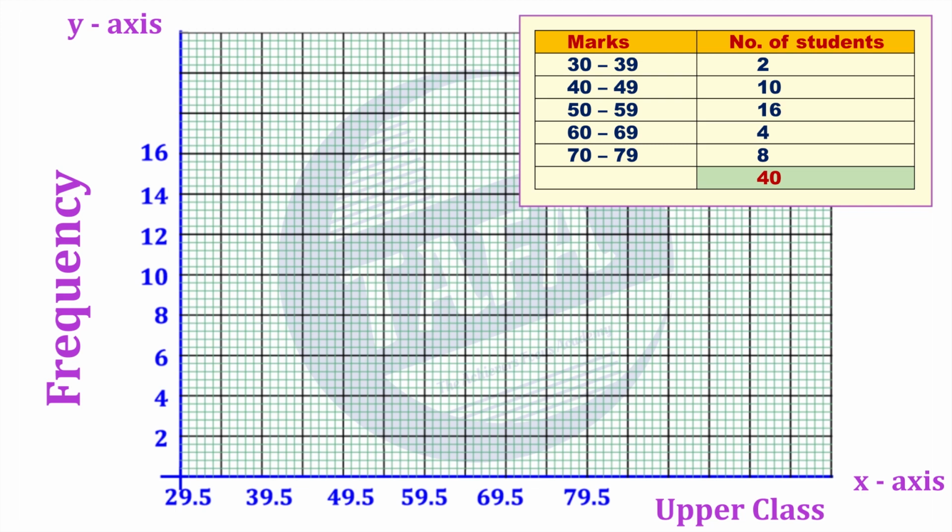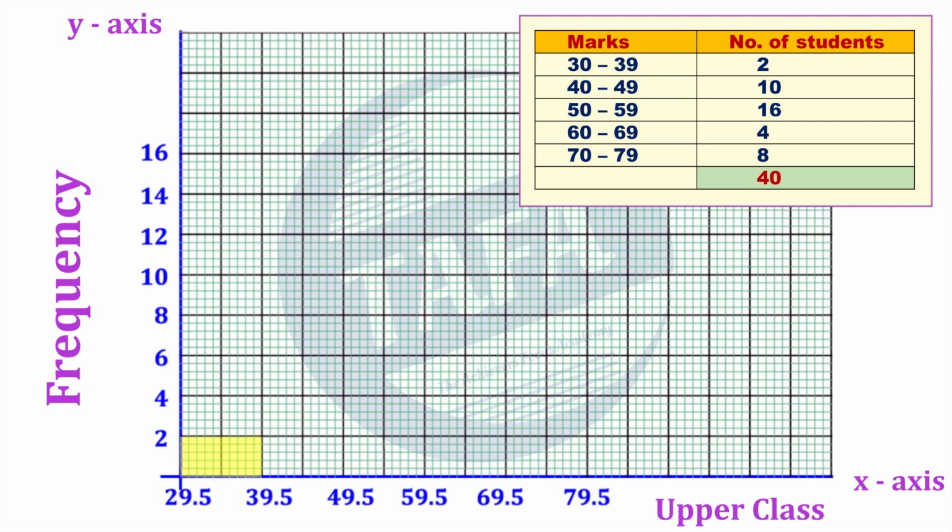Then on the x-axis, this is very important. You note that our values on the x-axis are beginning from the lower class limit of the first class, which is 29.5. So if we plot this to get our histogram, we begin with the class whose limits are 29.5 up to 39.5.